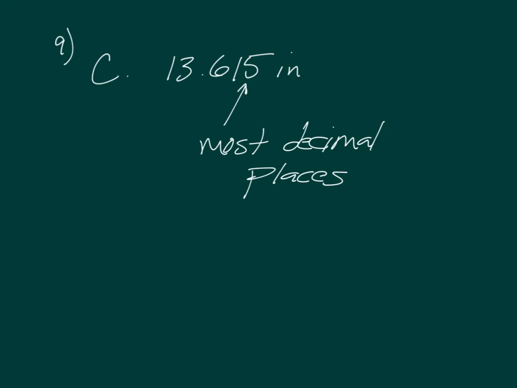Problem number 9, which one is the most precise? Precision has to do with the most decimal places if they're in the same units. These were all in inches. So I looked for the one with the most decimal places, which was C. It had 3 decimal places.